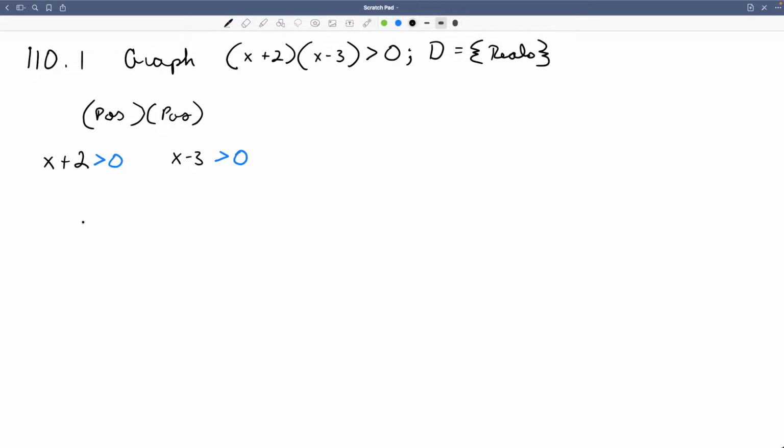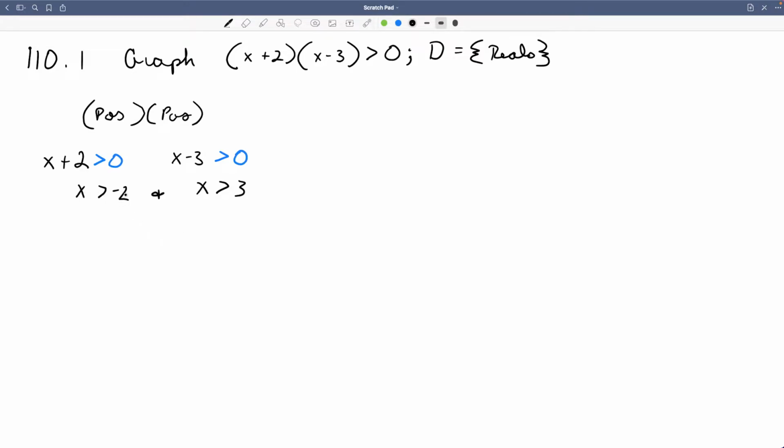Okay, so let's move on. This is what we know to do already. We're going to subtract 2 from both sides, so x is going to be greater than negative 2, and then we're going to add 3 to both sides. X is going to be greater than a positive 3. When we get to this point, now we know we have our conditions, and both of these have to be true. So where are both of these true? In which statement are both of these true?